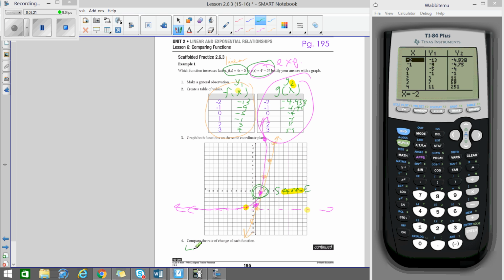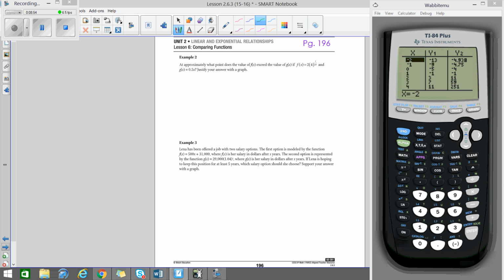So linear grew faster until x equals 1, then exponential grew faster. Because at this point, at 1, negative 1, where x is 1, that's where they were the same. And after that, one will be faster than the other. The exponential will. So that will always happen. Exponential will always grow faster than the linear after the point where they're the same.